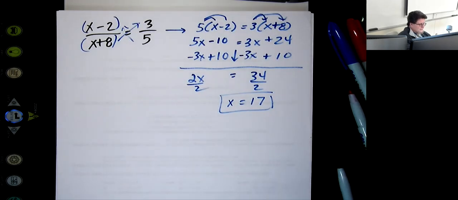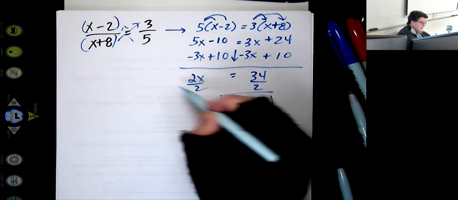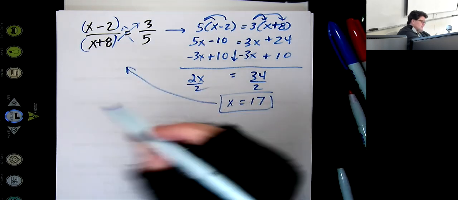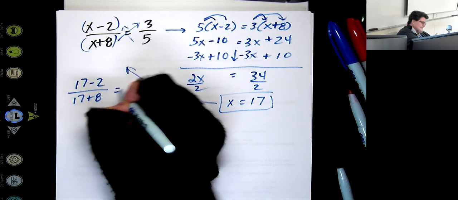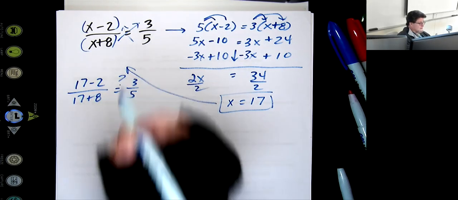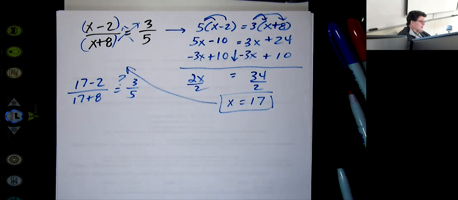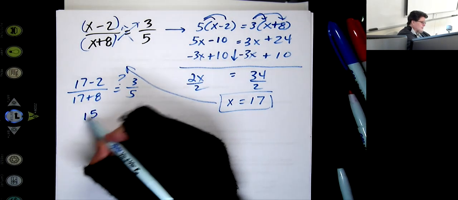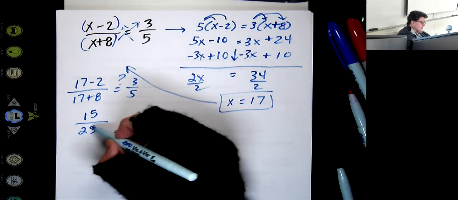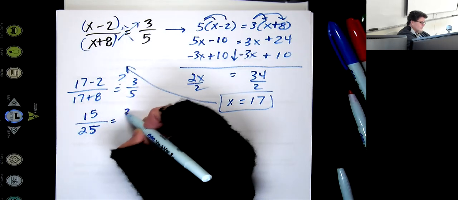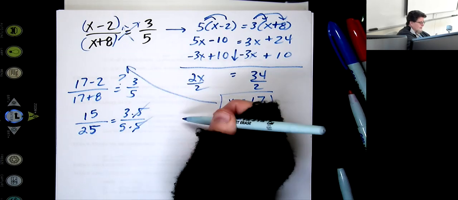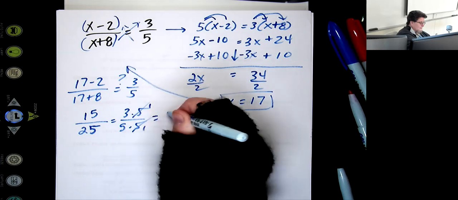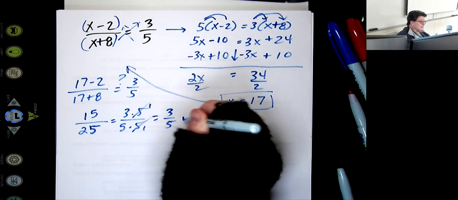Does this work? Does it satisfy everything? We can plug it in and verify. 17 minus 2 over 17 plus 8. Does that equal 3/5? The top I get 15, the bottom I get 25. And this is 3 times 5 over 5 times 5. So the 5s cancel and I'm left with 3 over 5. So yes, it does.